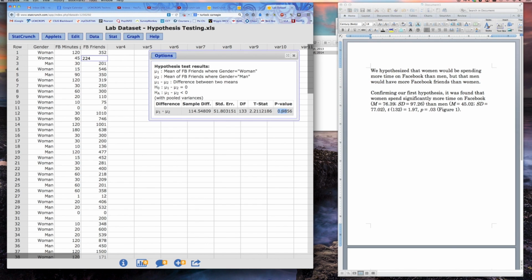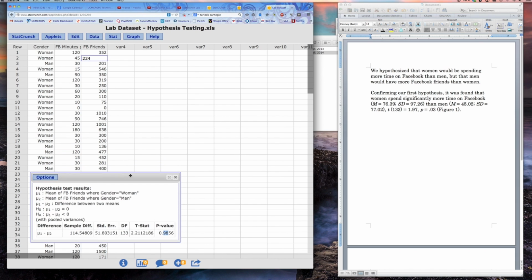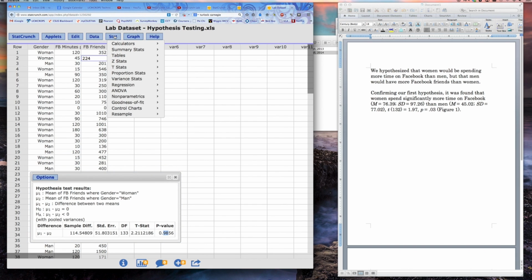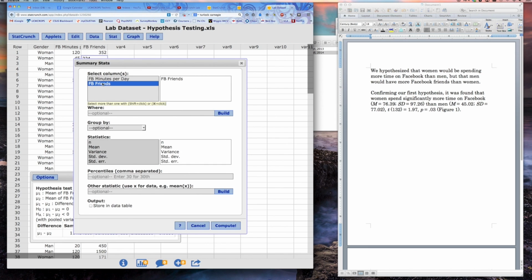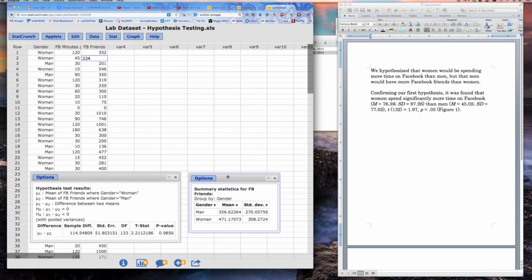Maybe this is because perhaps women have more Facebook friends than men. In that case, our hypothesis that men would have more Facebook friends than women would definitely not be true. To go ahead and see if that's the case, we'll jump ahead a little bit just to do the summary stats. So if we go stat, summary stats, columns, we're going to go Facebook friends, group by gender, and again, all we need is the mean and standard deviation, and hit compute. Oh, and indeed, that's the case. So in this case, our hypothesis definitely wasn't confirmed because women have way more Facebook friends than men.